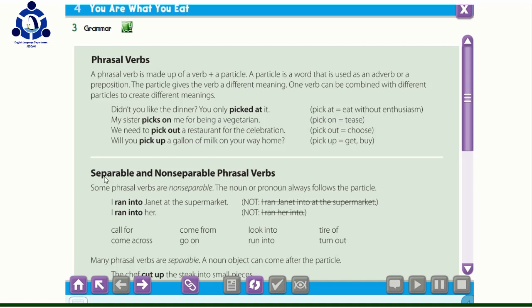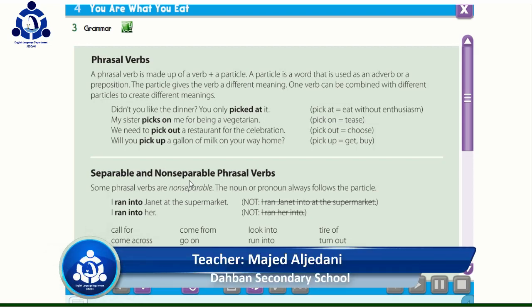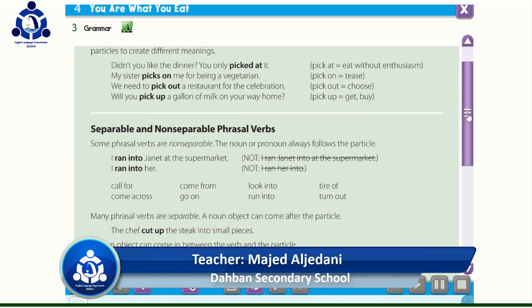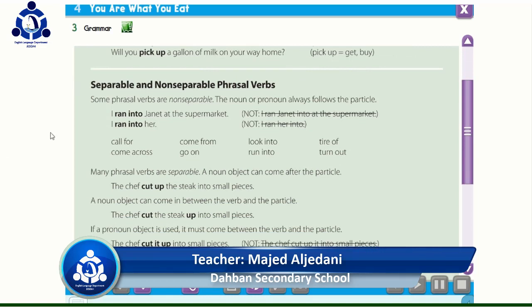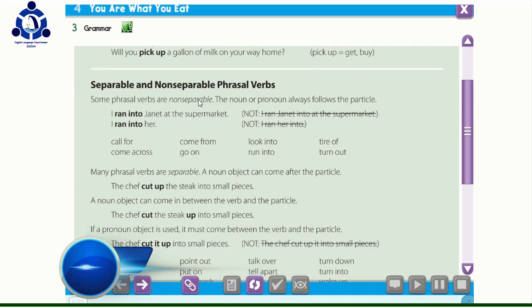Okay, let's get to the second part: separable and non-separable phrasal verbs. Separable, from separating or separated. Non-separable, you cannot separate them. You cannot take them apart. So you have two kinds of phrasal verbs, separable and non-separable. Let's see examples of each. Let's begin with non-separable. Some phrasal verbs are non-separable. You cannot separate them.